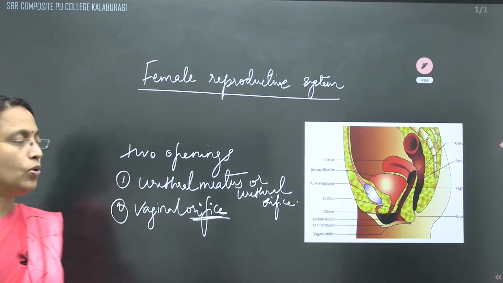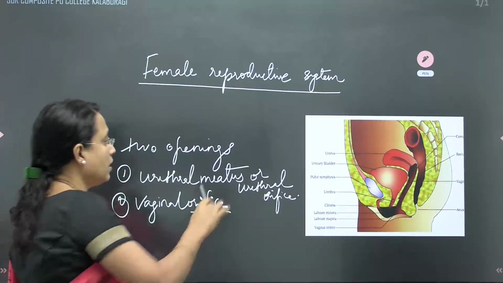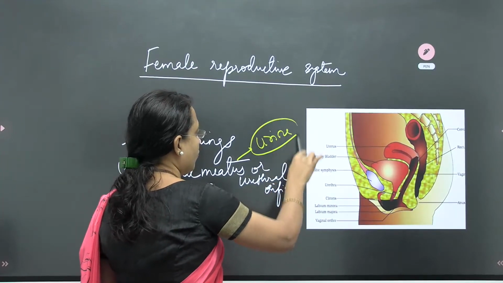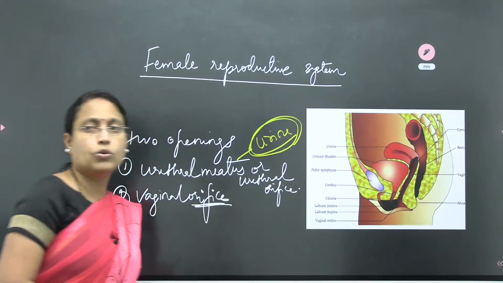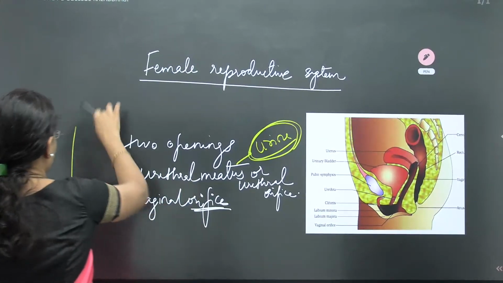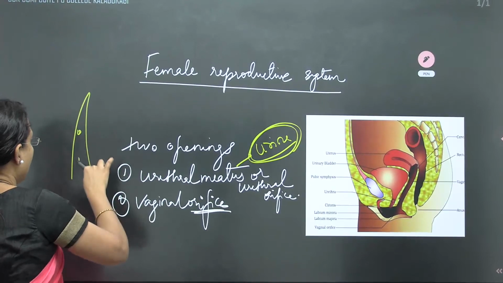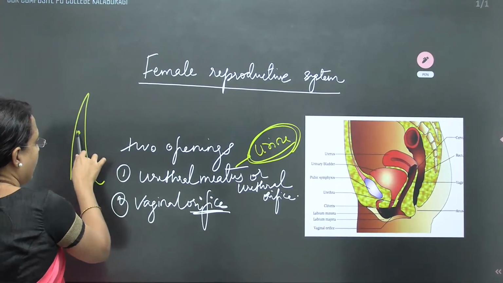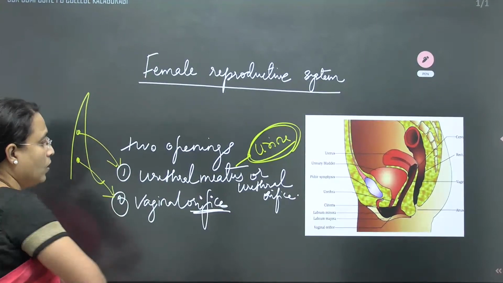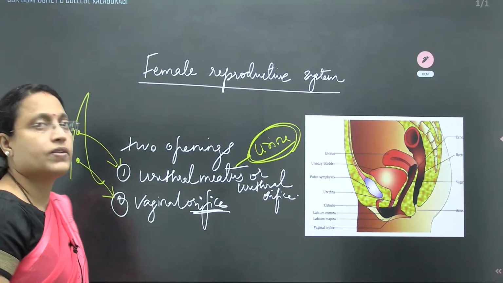So there are two openings. Now, the purpose of the urethral meatus will be the release of urine. So urine is going to be released through the urethral meatus. So labia minora. Two openings: above will be the urethral meatus and below will be the vaginal orifice.